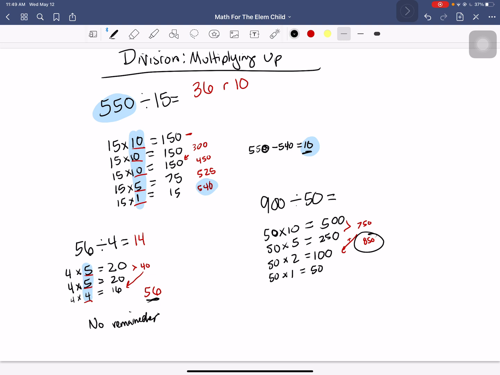Now we can add. So 850 plus 50 equals 900. No remainder, no anything. We have reached our goal, and now all that is left is to count up this row. So now we have 10 plus 5, 15 plus 2, 17 plus 1, 18. So our answer for 900 divided by 50 is 18. Perfect.